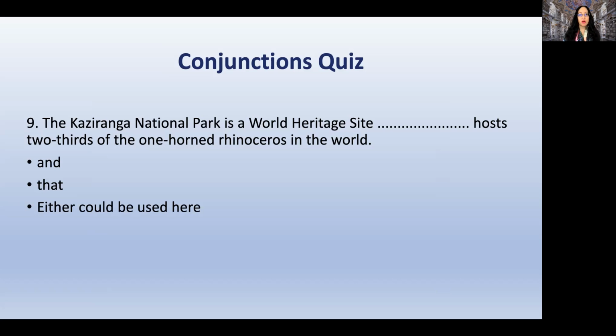Or either or could be used here. We can say and, or we can say that. I want you to say the sentence in your mind, okay? And pick the one that makes sense. Did you figure it out? All right, let's go to the answer.